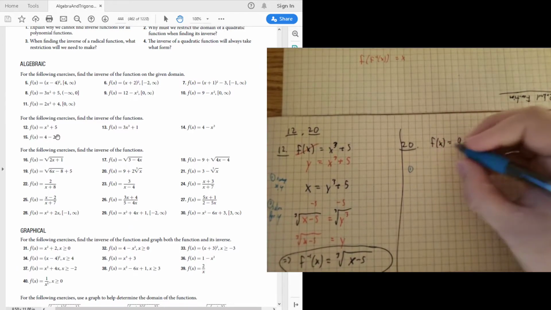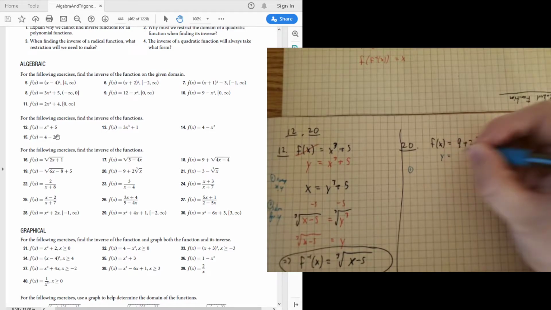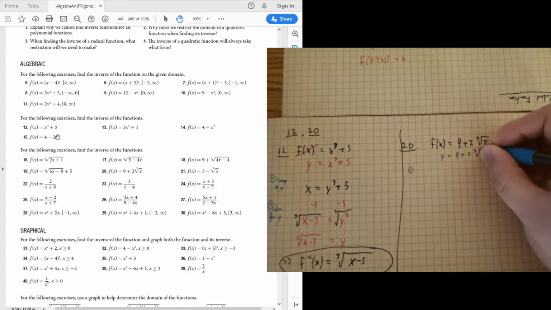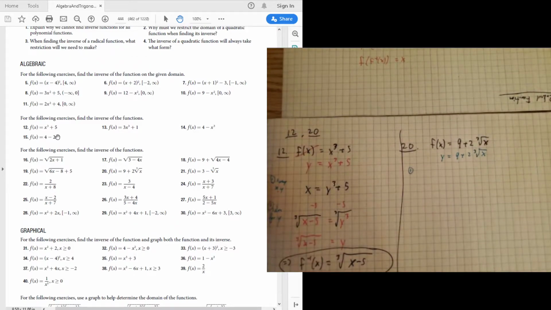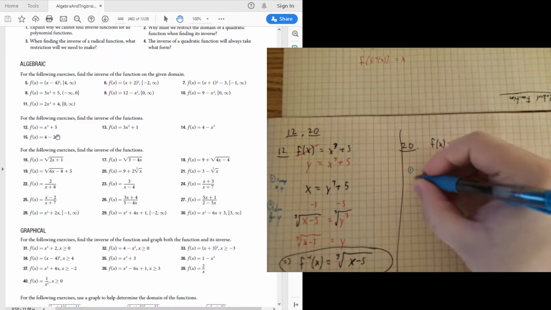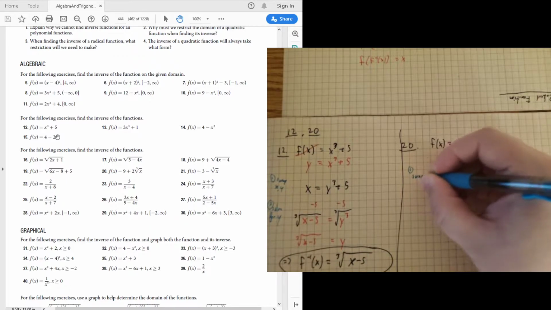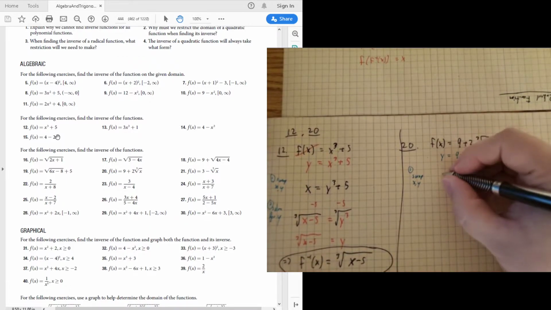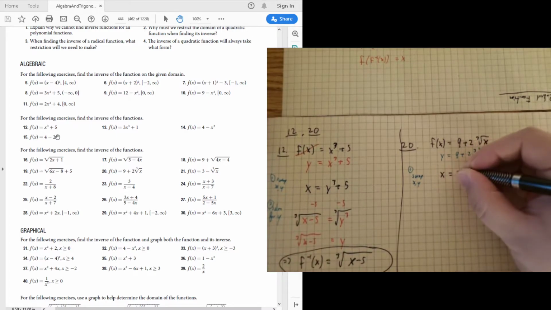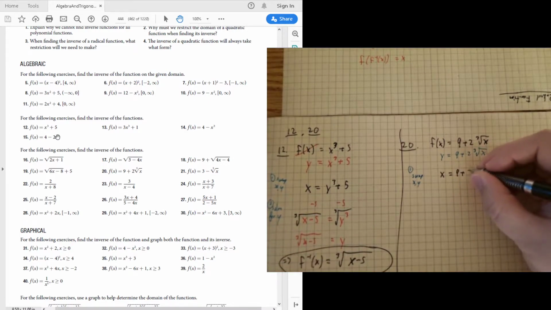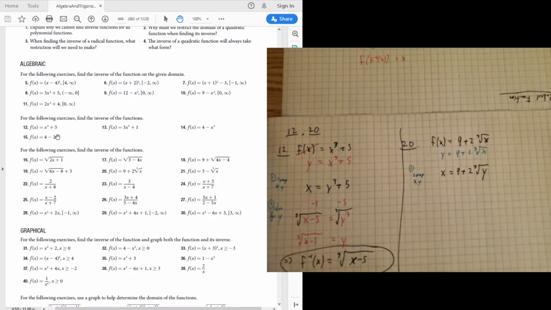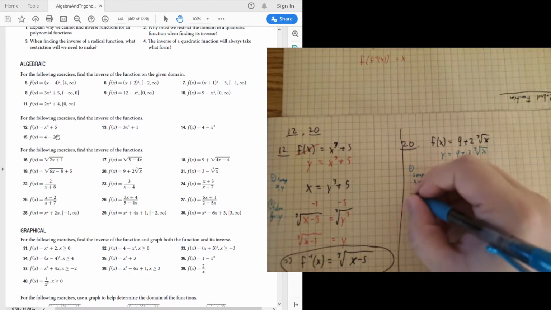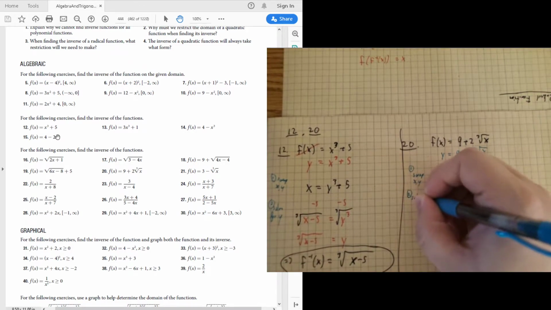Once we rewrite in terms of y equals 9 plus 2 cube root of x, we're now going to swap x and y, meaning everywhere there used to be an x, I'm going to replace with y, and everywhere there used to be a y, I'm going to replace with x. x equals 9 plus 2 cube root of y. And now we're going to take our time, and we're going to solve for y.